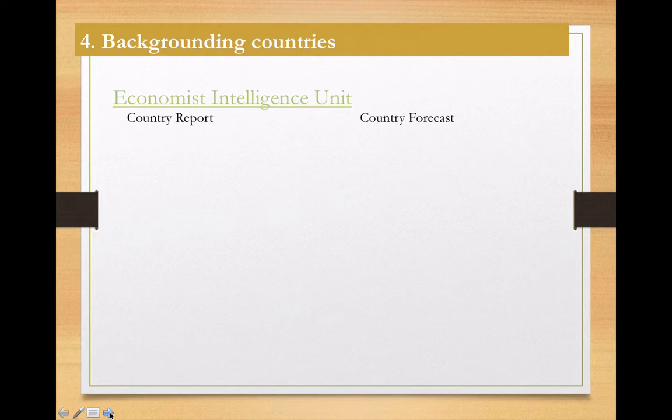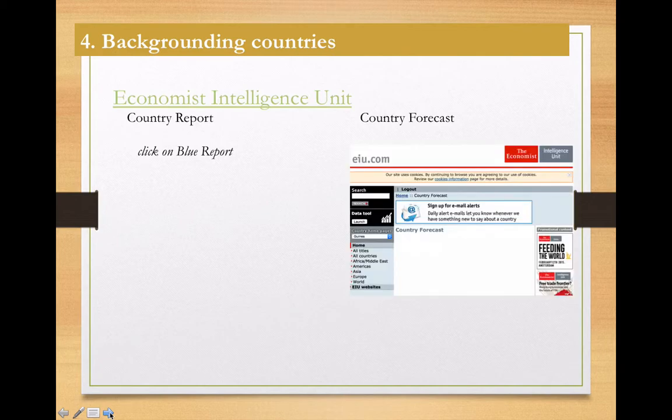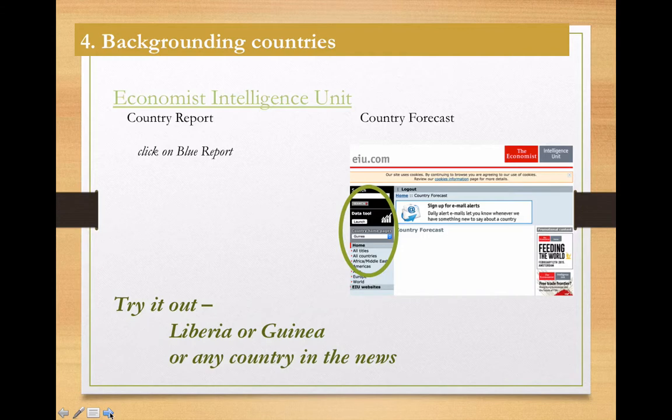The Economist magazine has a great website that, again, Bird Library has purchased for us to use as a reference. And you can either look for a country report, or you can look for a country forecast. And here's a tip: when you get to the country forecast page, be sure to use the navigation over on the left. So try this out. Maybe you want to look at Liberia or Guinea, where there's been an Ebola crisis, or pick any country that's been in the news lately, and make some notes about what you find that you could put in a story or use when you're writing up your questions for interviewing.